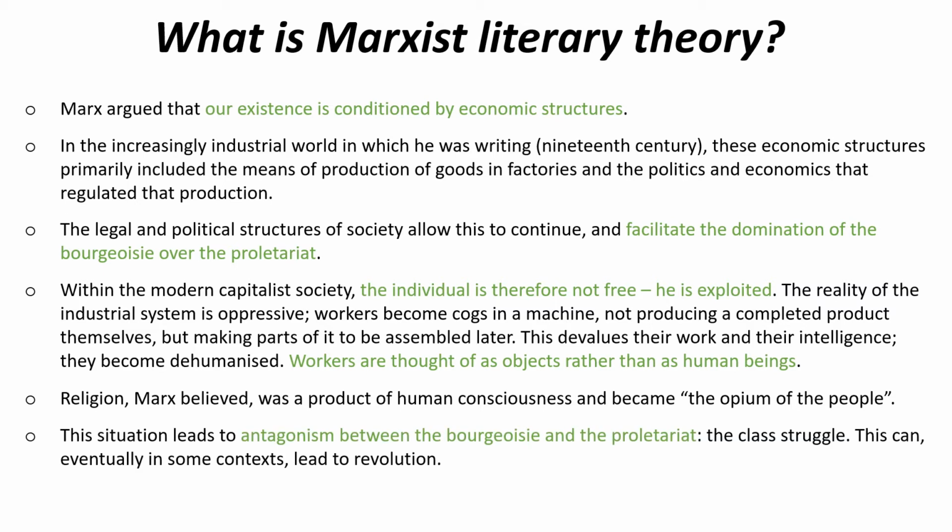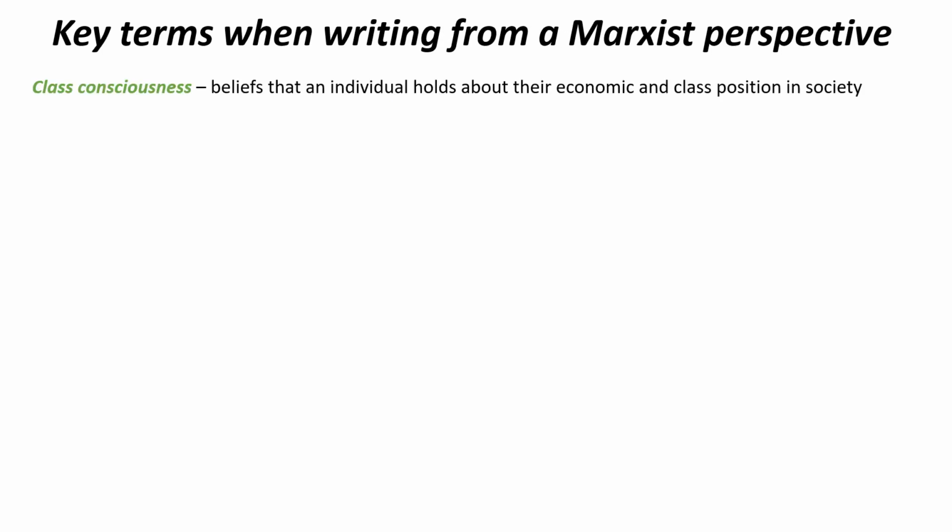And this situation then leads to antagonism between the bourgeoisie, the ruling class, and the proletariat, the working classes. And for Marx, the concept of class struggle was very important. And this can eventually, in some contexts, lead to revolution. And so we see the Russian Revolution as being the kind of realistic, the physical outworking of lots of Marxist theory. Key terms that you're going to need then if you're writing from a Marxist perspective.